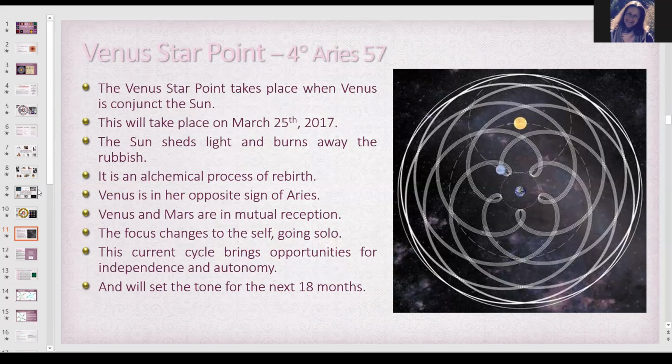Venus is in her opposite sign of Aries. Venus and Mars are in mutual reception. The focus changes to the self, going solo. This current cycle brings opportunities for independence and autonomy and will set the tone for the next 18 months.